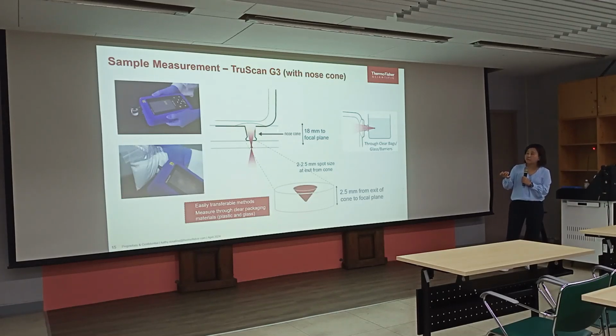And we have a fixed distance of 18 mm to the focal plane. With this fixed, constant distance, we're able to create a very robust and very accurate method, and you can easily transfer the method from one instrument to another instrument. So it can point directly to your vial or your plastic bag to acquire the spectra.